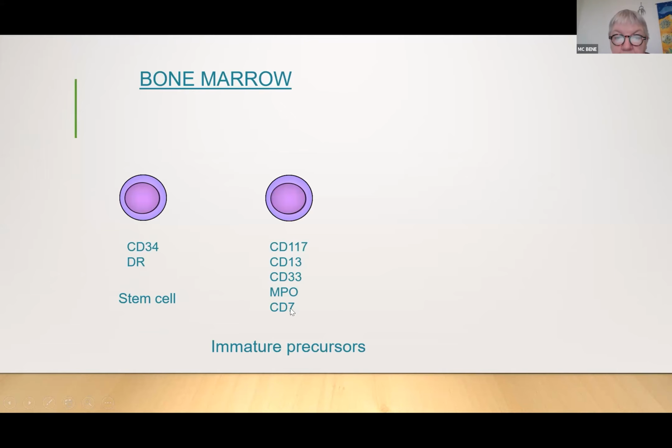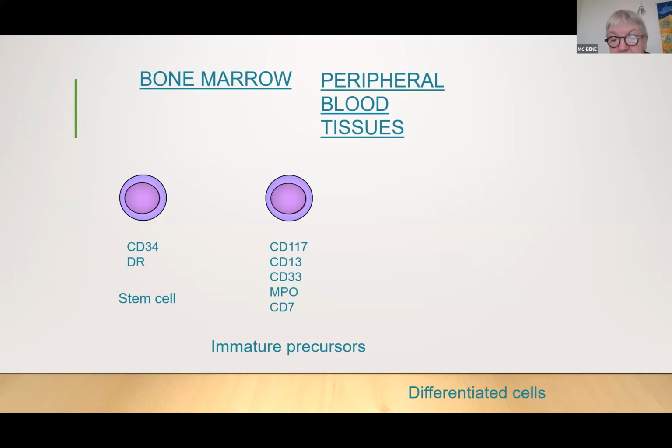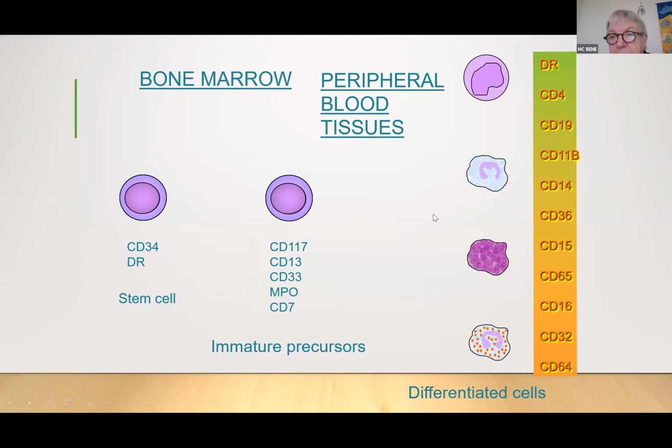Then they get out of the bone marrow and reach the peripheral blood and also tissues where needed, and they become differentiated cells, which are expressing a panel of these different markers. And of course, at this stage, you can recognize them also very well by their morphology, from the monocytes to the neutrophils, basophils, and eosinophils. And these markers are going to be shared by these different stages.